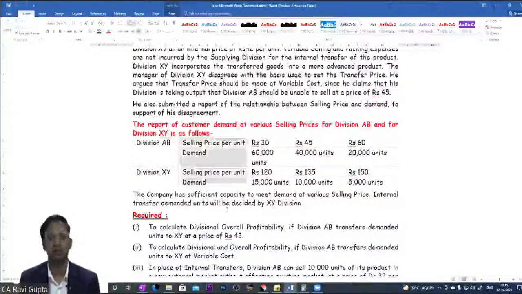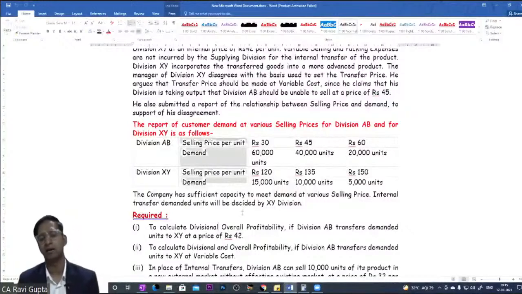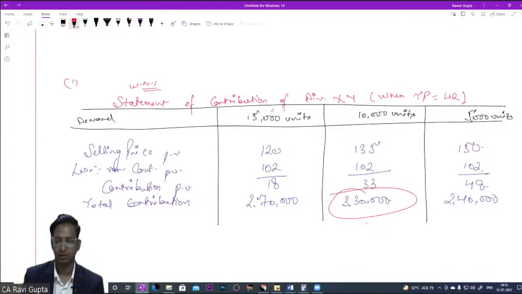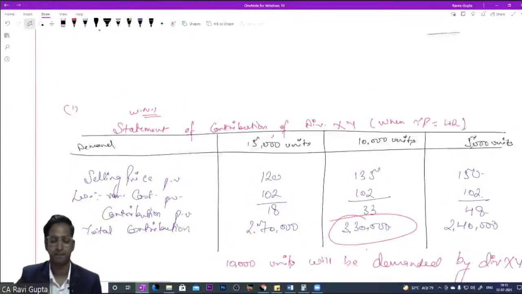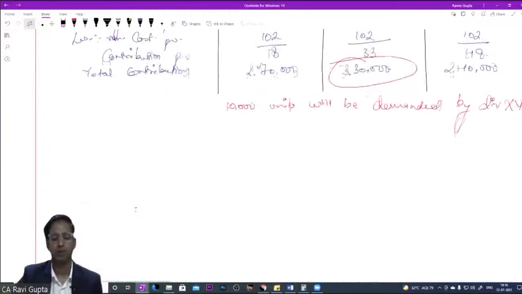So this division will decide that he will be operating at 10,000 units, not at 15,000, not at 5,000, and he will demand 10,000 units from division AB, and division AB will transfer those 10,000 units at 42 rupees. So 10,000 units will be demanded by division XY, right? So now we can prepare a profitability statement.